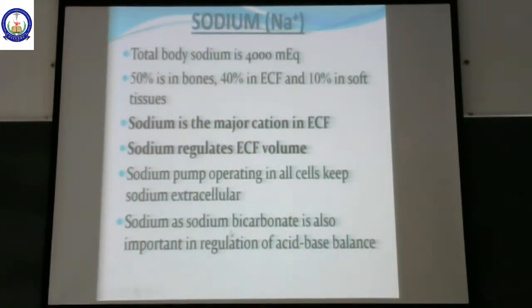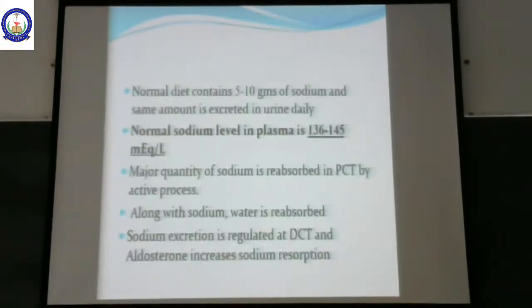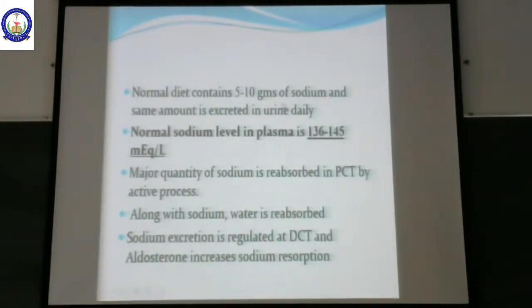Sodium, as sodium bicarbonate, is important for acid-base balance. Here you will learn that an imbalance can occur, not how it maintains the acid-base balance. In a normal diet, we take around 5 to 10 grams of sodium, mainly in the form of salt, right? And there are some other substances which are also rich in sodium.